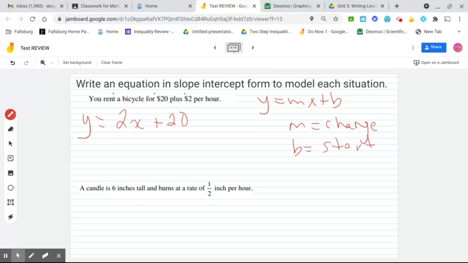And next, a candle is 6 inches tall and burns at a rate of ½ inch per hour. So now this one, if you think of it, when a candle burns, the candle is getting shorter. Okay, so you're taking away some of the length of the candle. So you're going to have y equals, since you're taking away this ½ an inch, it's going to be -1/2 x plus 6. Again, the candle starts at 6 inches, and each hour it goes down ½ an inch.